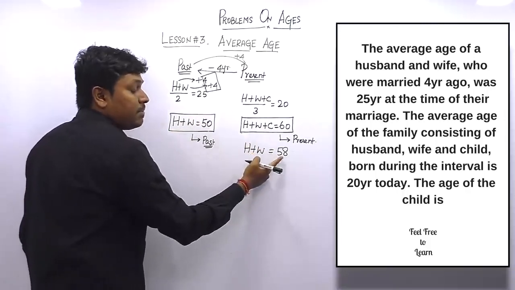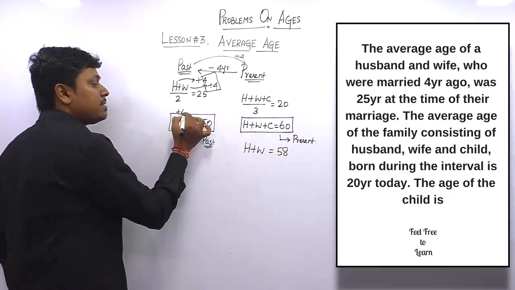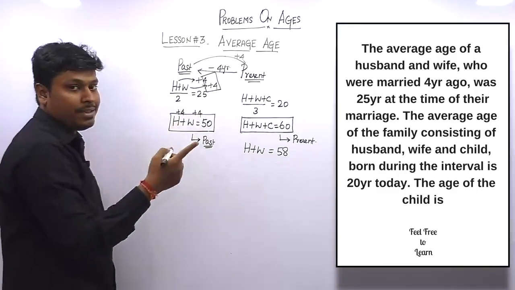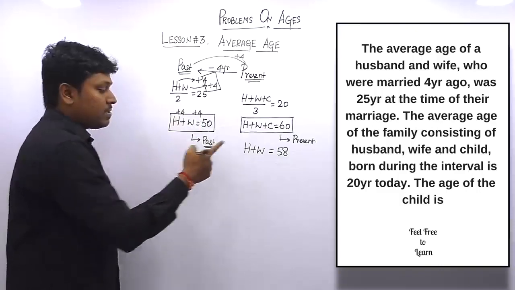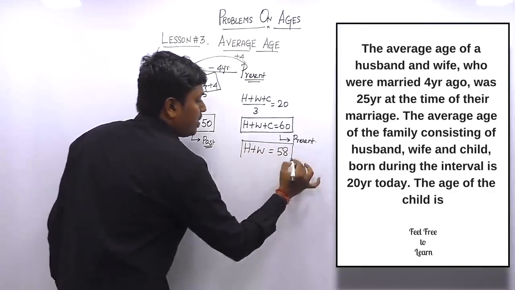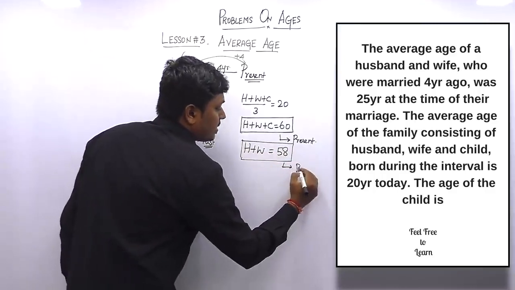After 4 years, the sum will be 58 because the husband's age is increased by 4. Similarly, the wife's age is increased by 4. So a total of 8 years will be added from the past to the present. So we can say the husband and wife's total age will be 58. So this is the equation that we frame now for the present.